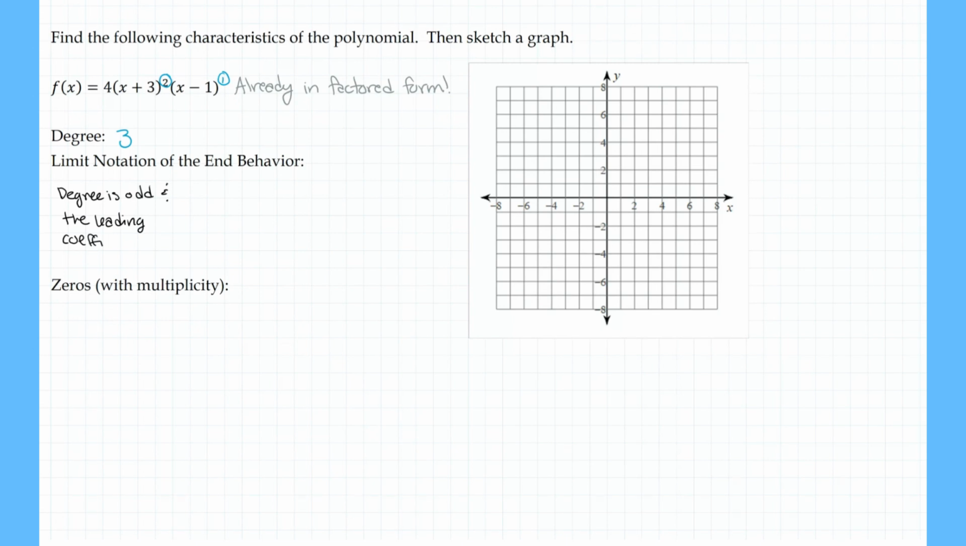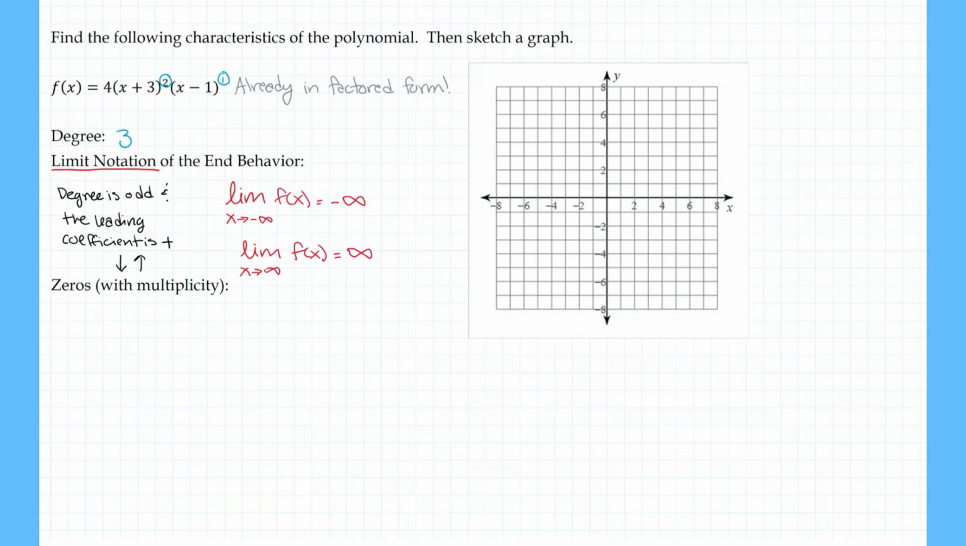Since it's odd and positive, we're going to have the left side of our graph go down and the right side of our graph go up. And when we write this as limit notation, we're going to do lim, and then just underneath, x approaching negative infinity, talking about that left side, as f of x approaches negative infinity, talking about how our graph is going down. For the right side, we do the same thing: limit as x approaches infinity, and f of x approaches infinity as well, going up.